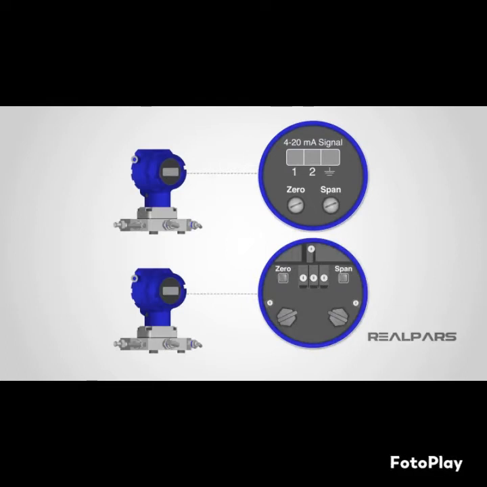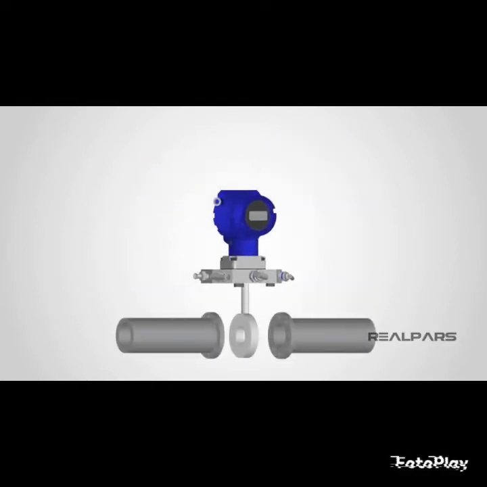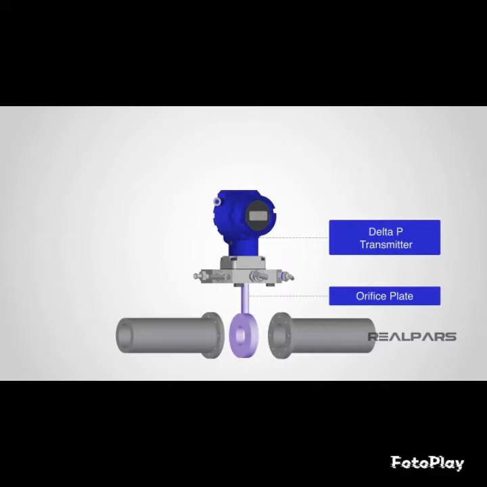A common method of flow measurement is done by using a differential pressure transmitter. The differential pressure transmitter, often referred to as a delta P transmitter, is placed across an obstruction such as an orifice plate. The orifice plate will cause a varying differential pressure drop across it as the flow through the pipe changes.